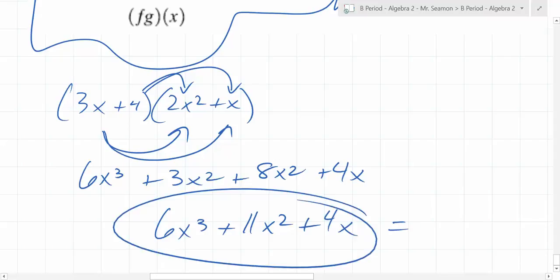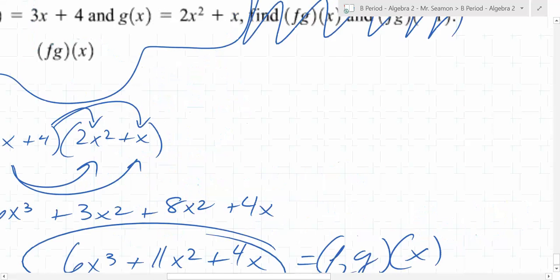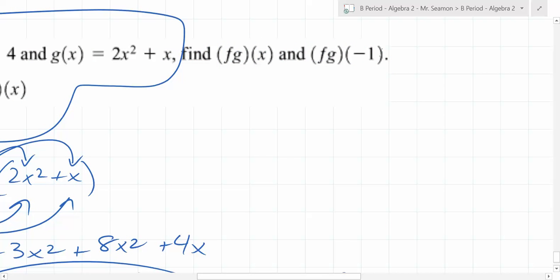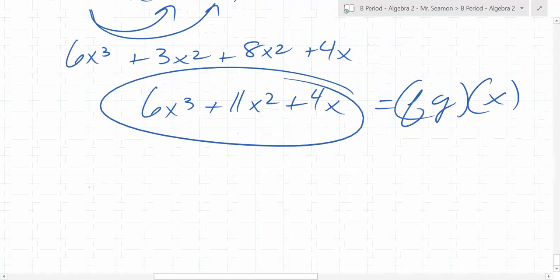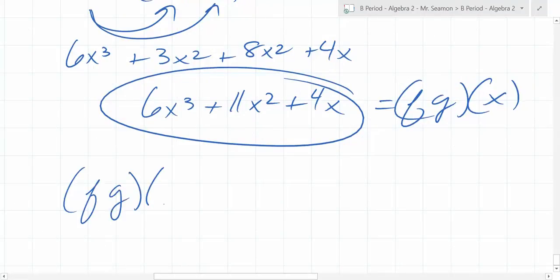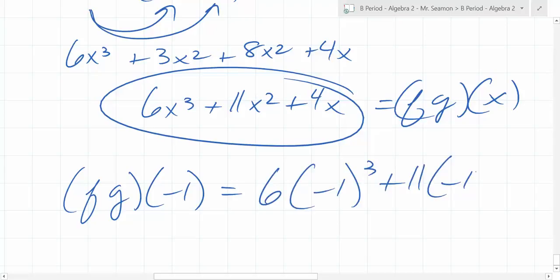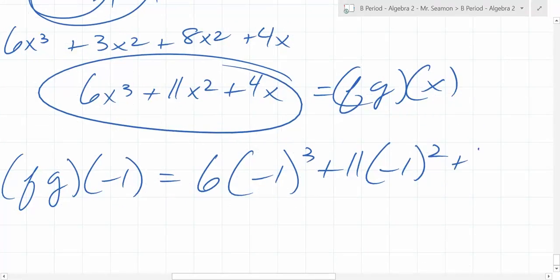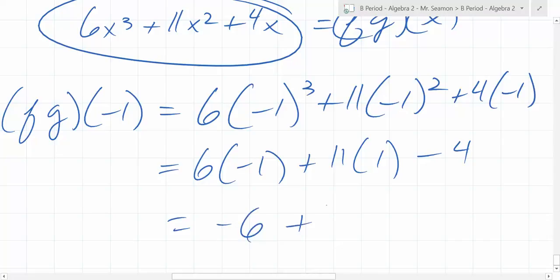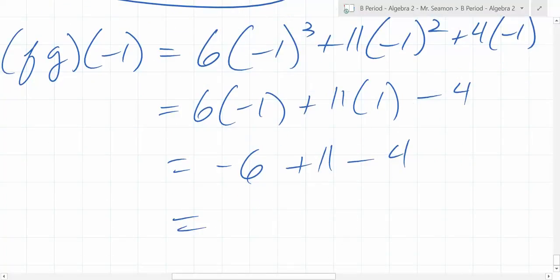So that right there is f times g of x. That's what that is. The next part of this question asks, find f of g of negative 1. So what does that mean you have to plug in? Negative 1. So it's going to be 6 times negative 1 cubed plus 11 times negative 1 squared plus 4 times negative 1. Simplify that for me. So what do we have here? Negative 6 plus 11 minus 4. So that's going to be 5 minus 4 is what? 1. Nice.